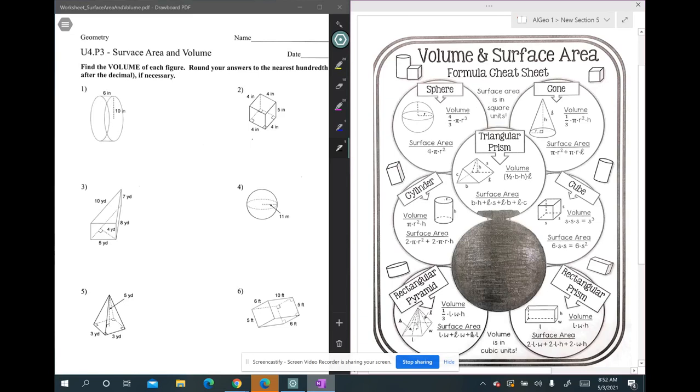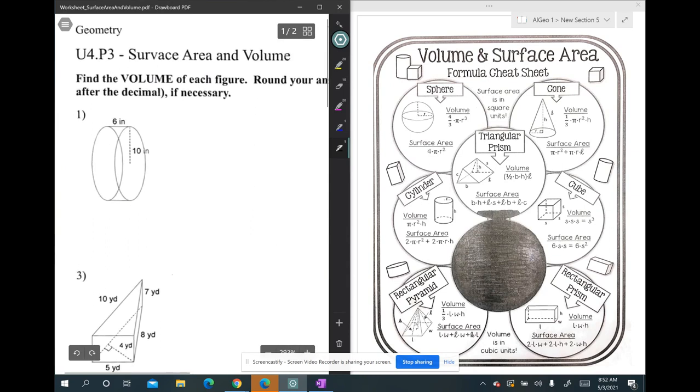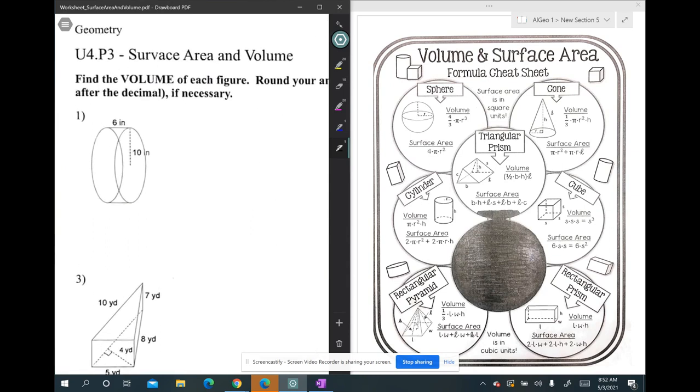In this video, we're going to take a look at how to find volume of different three-dimensional shapes. On the left side of the screen, we have our assignment that we're going to work on, and on the right side of the screen is our formula sheet. We're going to start with number 1, and the first thing we need to do is identify what shape this is, which you should notice is a cylinder. And because we're talking about volume, we're going to use the formula pi times r squared times h.